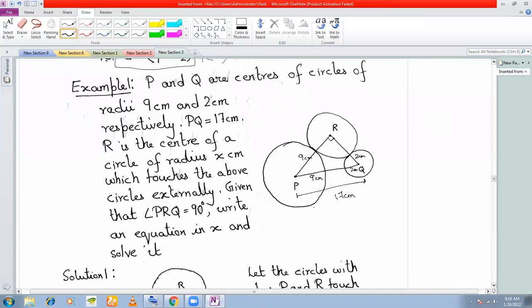And if you see which circles touch each other in the figure, the circle with center P and circle with center R touch each other externally. And the circle with center R and circle with center Q touch each other externally. However, what you must note is the circle with center P and the circle with center Q do not touch each other. So this you must observe from the figure.